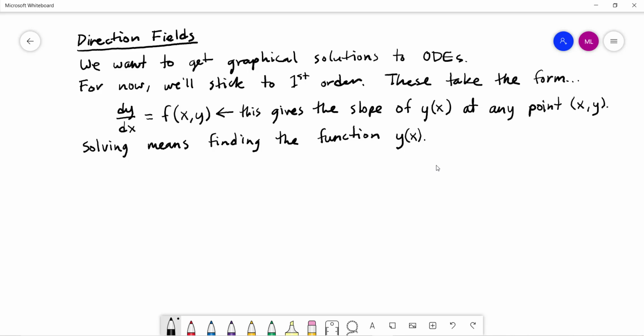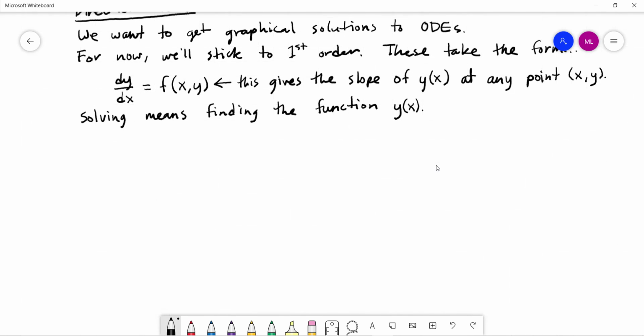So I think the easiest way to talk about this is via demonstration, looking at an actual example. So let's look at an example and see how this might play out. I'm going to start with a simple one. I'm going to say, for the sake of simplicity, let's start this one as just dy dx equals y. So notice my f of x and y is very simple in this case. It's simply just y all by itself.